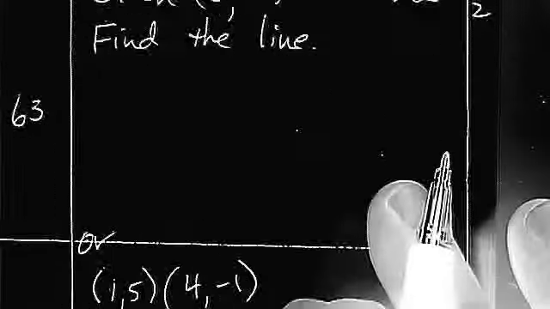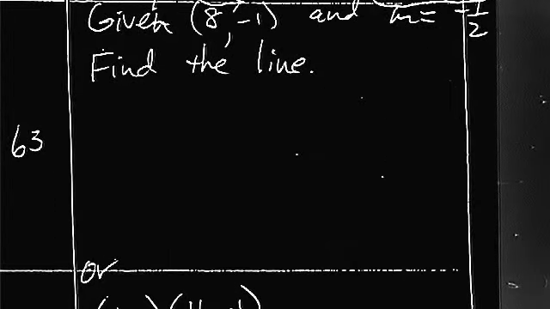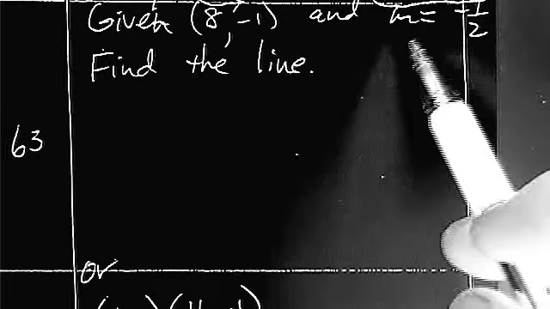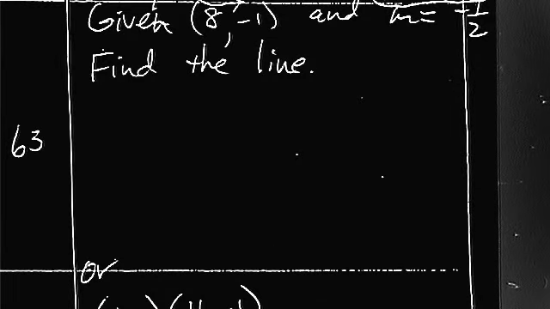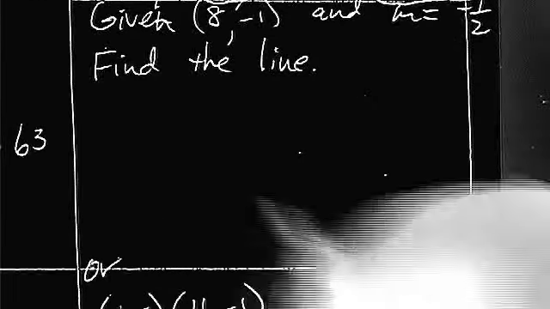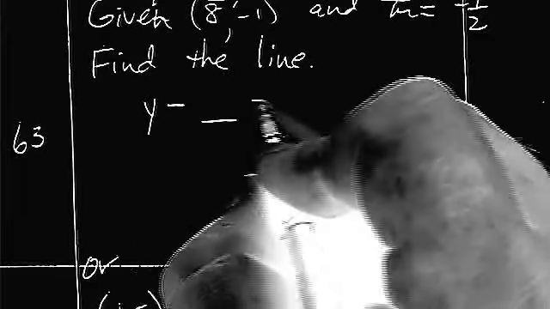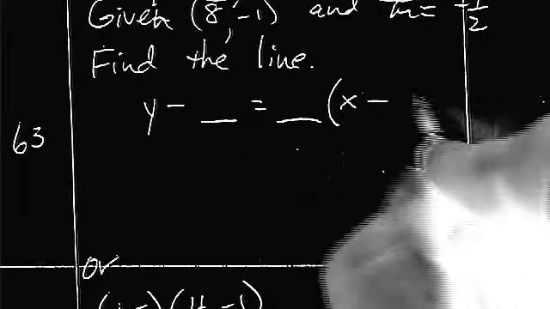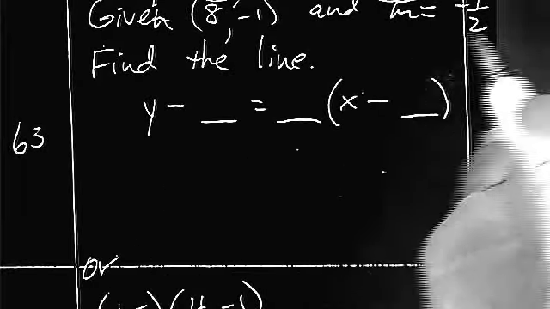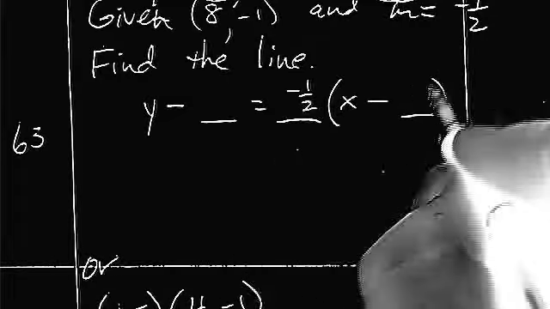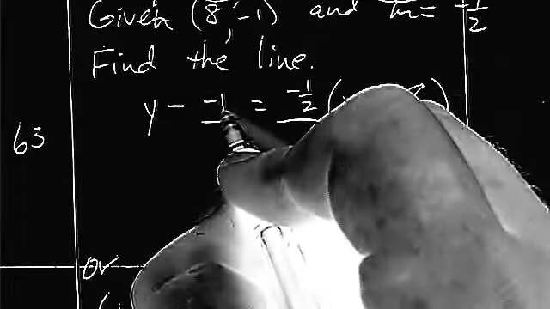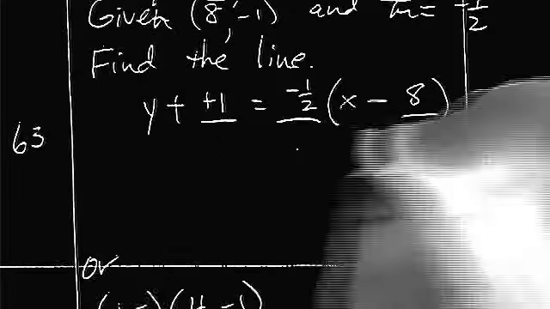Okay, now the next question. Given (8, -1) and m equals negative 1/2, find the line. Well, I just did an example similar to that, so this would be a little bit of review. It shouldn't take us too long to do that. We've got our slope of negative 1/2. We've got our x value and our y value. Yes, that turns into a plus.